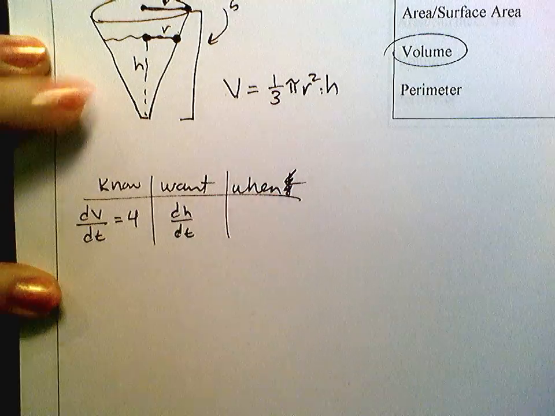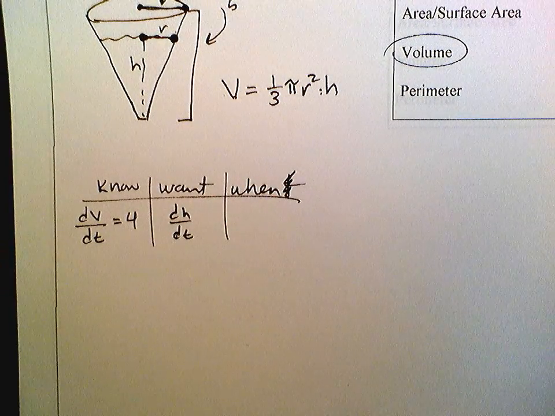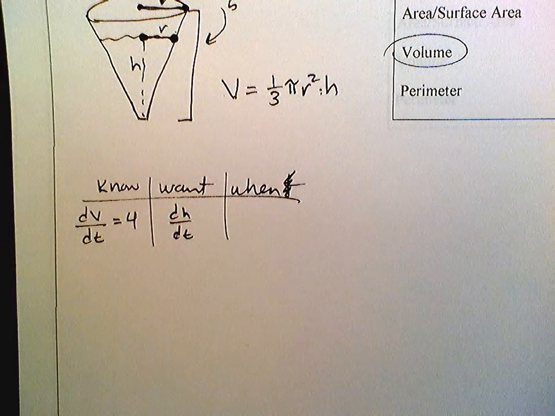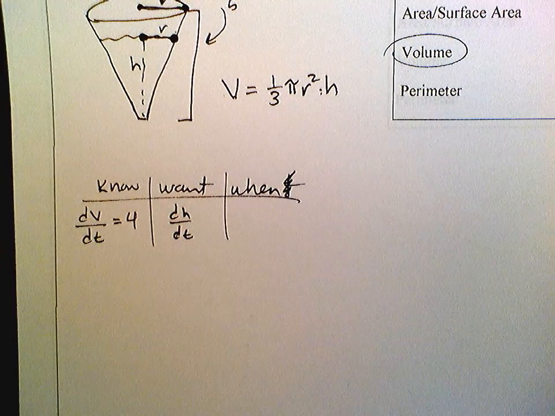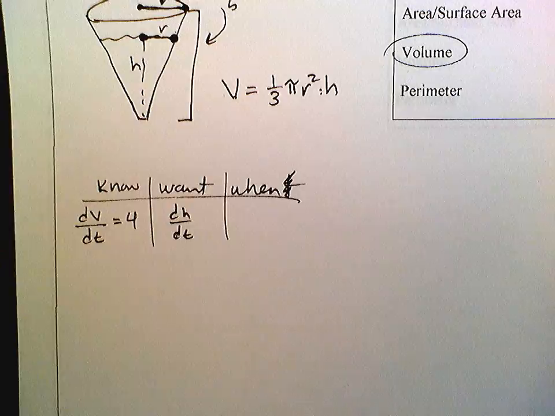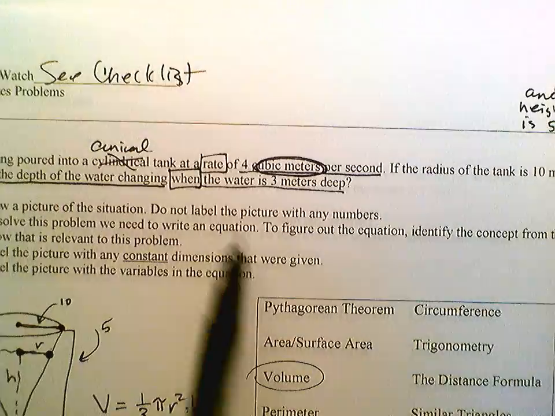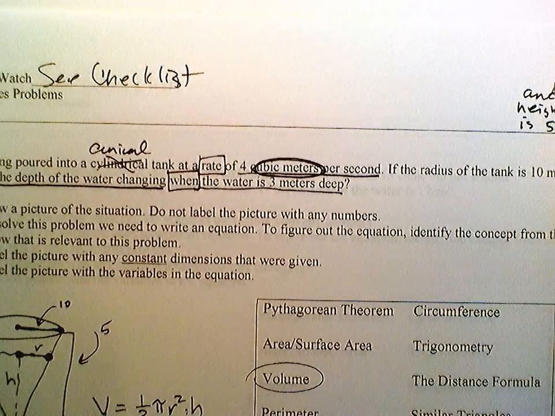So they want dH/dt, and they will have to tell you a specific moment because time is passing when you're doing these problems. So time is changing. At what moment do they want this? When the water is 3 meters deep.